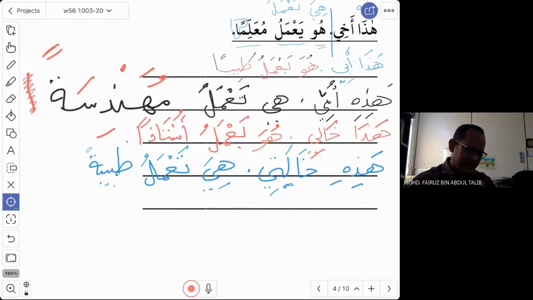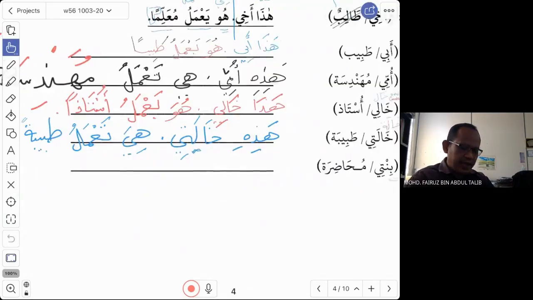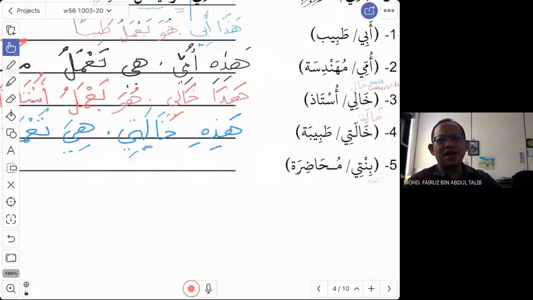But of course, since this is in the structure, they ask you to put the dhamir, either huwa or hiya. We put the dhamir here because we want to practice this. Hadhihi khalati hiya ta'malu tabibatan. Good. Okay, the last one. Binti muhadira. My daughter, a lecturer.